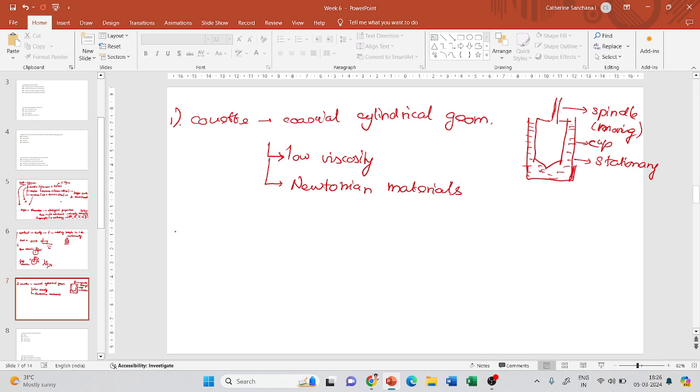The second is a cone and plate geometry. How will this geometry look and where will your sample be? You will have a plate at the bottom. It can be of any diameter, it all depends. So you will have a plate at the bottom and you will have a cone like this, a truncated cone. What do I mean by a truncated cone?